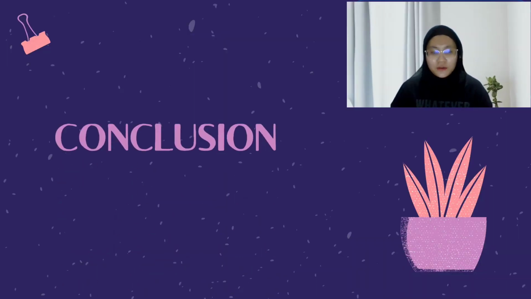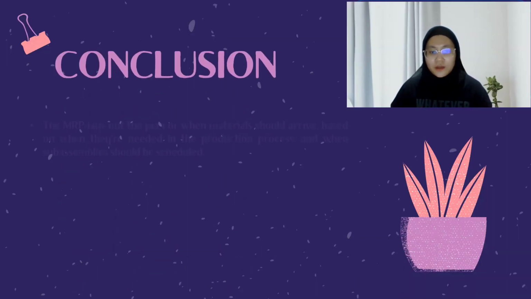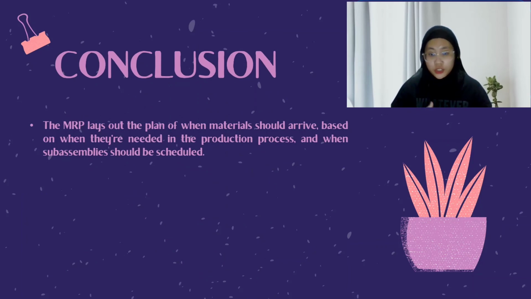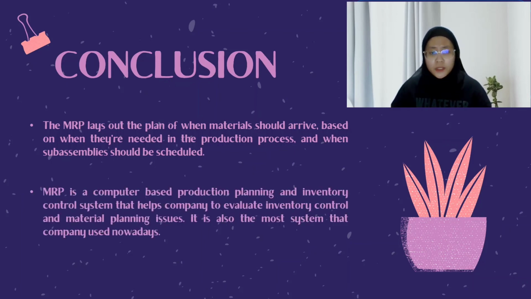And lastly, for the conclusion, the MRP lays out the plan of when materials should arrive based on where they are needed in the production process and where sub-assemblies should be scheduled. MRP is a computer-based production planning and inventory control system that helps the company to evaluate their inventory control and material planning issues. And this is why it is the system that most companies use nowadays.